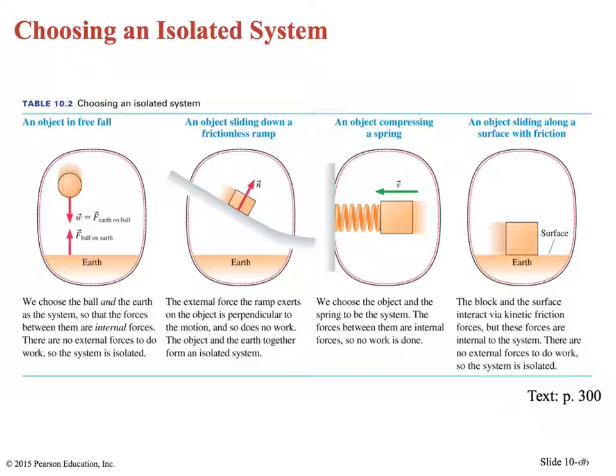So this just shows how we isolated a system. Here, the earth and the ball are isolated together, so we can just look at the force and the work done on each. This box sliding down a ramp, or the spring, even an object sliding along, they're all isolated systems because we are not adding any work to the system.